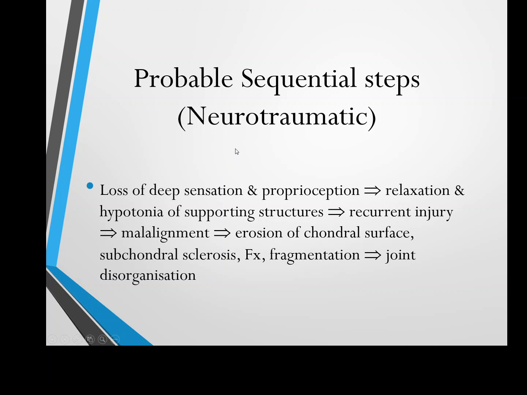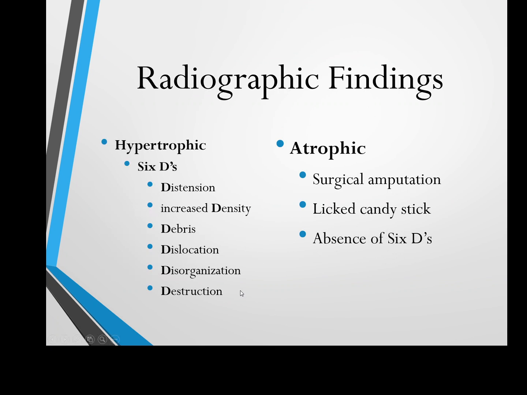So the probable sequential steps when it comes to neurotraumatic onset. You get the loss of sensation and therefore proprioception to the joint. That leads to a relaxation and hypertonia of the supporting structures, particularly muscles and ligaments. This causes recurrent injury, malalignment of the joint, erosions of the chondral surface, subchondral sclerosis, fracture, fragmentation, and therefore joint disorganization.